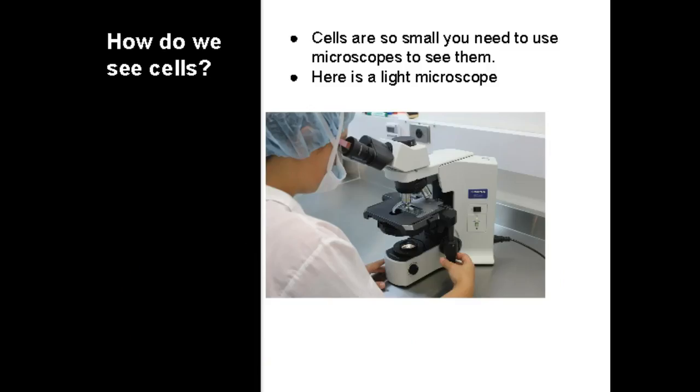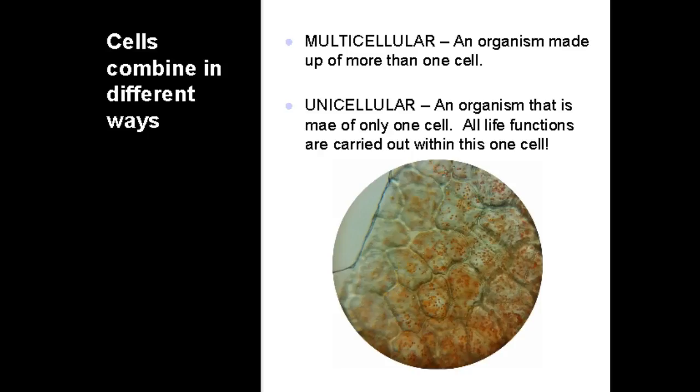So how exactly do we see cells? Well, the first way we might use in a science laboratory is through the use of a light microscope. That allows us to magnify the images that we look at. Sometimes we need to stain the cells because they're hard to see, but a light microscope is essentially an optical device that uses light to magnify objects, and there's generally a combination of magnifying glasses in the actual microscope used to do it. Now, when we talk about cells, it's important to understand that cells combine in different ways.